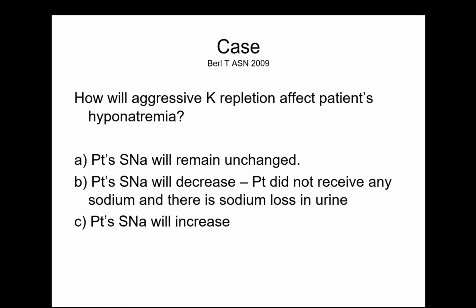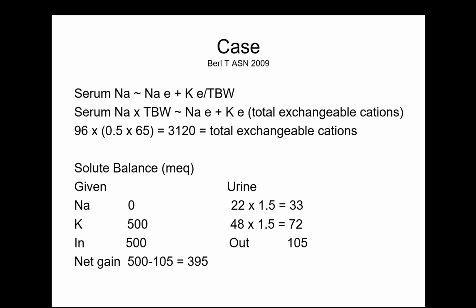The serum sodium will increase because we're giving potassium. And as I said, giving potassium is just like giving sodium. It's because serum sodium is equal to the exchangeable sodium plus exchangeable potassium over total body water. In this case, we started out with a serum sodium of 96, times her total body water, which was 0.5 times 65 kg, her weight. So we started out with 3,120 total exchangeable cations. Everybody with me? This is what we started out with.